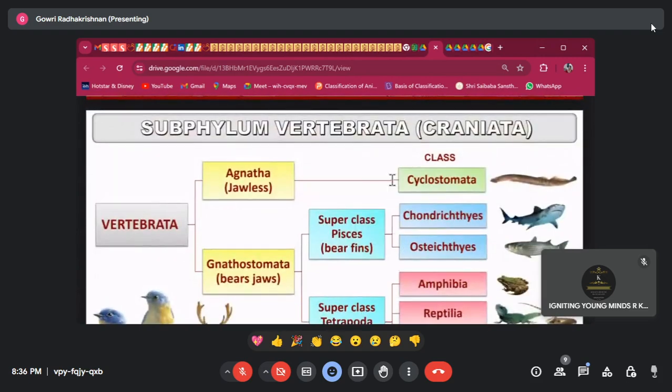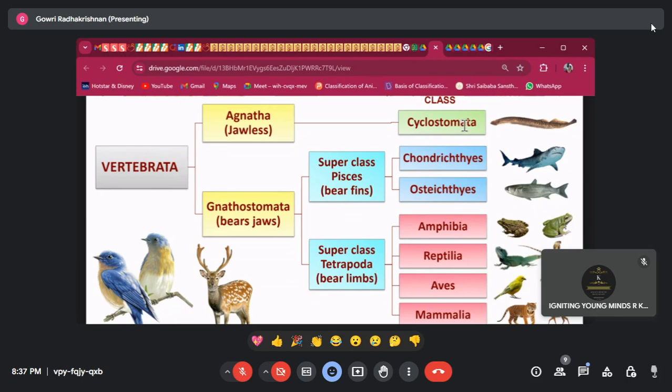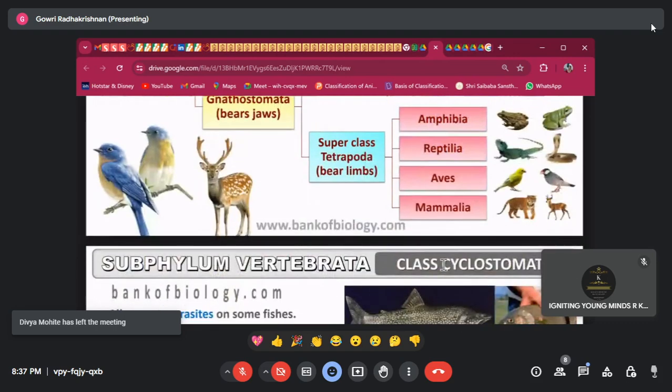Subphylum Vertebrata. Now, in this Vertebrata, you have jawless and with jaws: Agnatha and Gnathostomata. And in this Agnatha, it has another class, Cyclostomata. And this has superclass Pisces and superclass Tetrapoda, bearing limbs, while Pisces bear fins. Okay, so all this we are going to see separately.